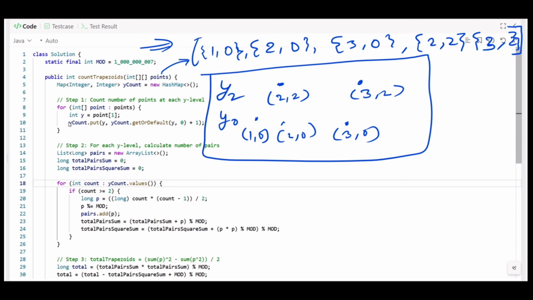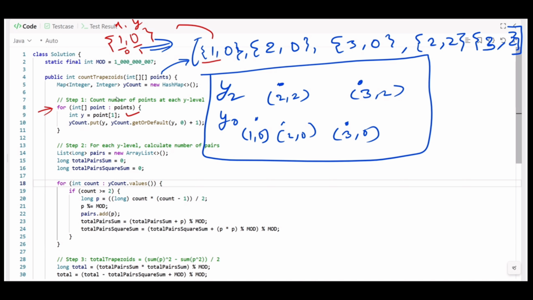So how are we going to do that? We'll iterate over the given points. Very first it will come 1 0, right? From 1 0, the point will come as 1 and 0. So this is index 0 and this is index 1, this is x and this is y. To get the y, we have to do points at 1, because this is index 0 and this is index 1. So at 1 we'll get the point y.